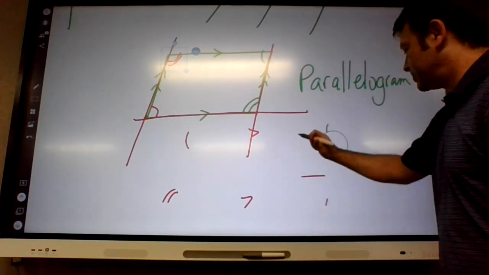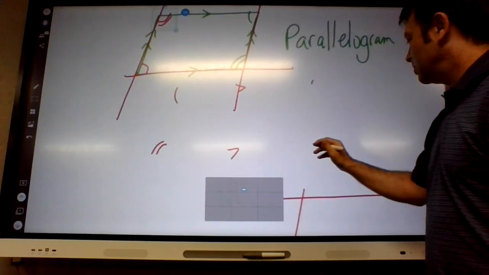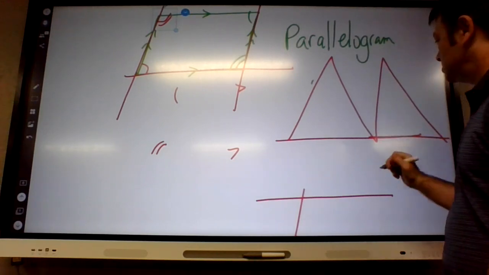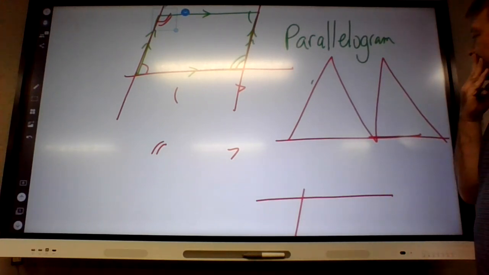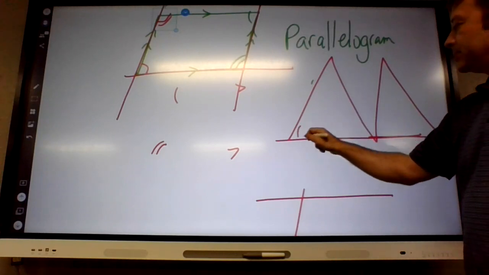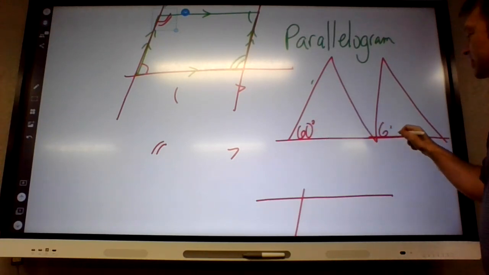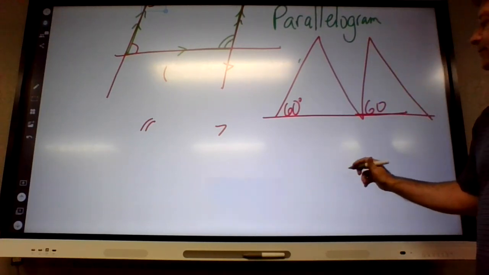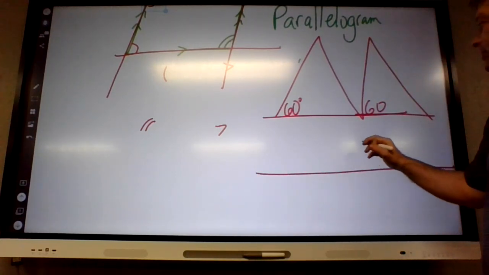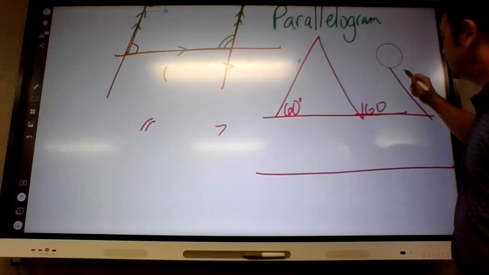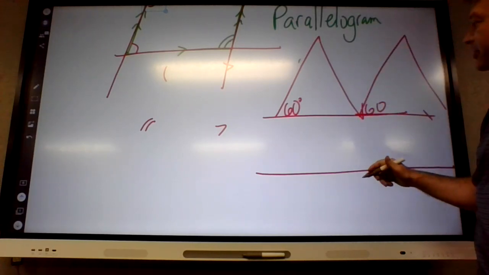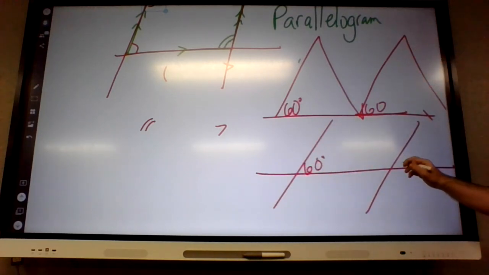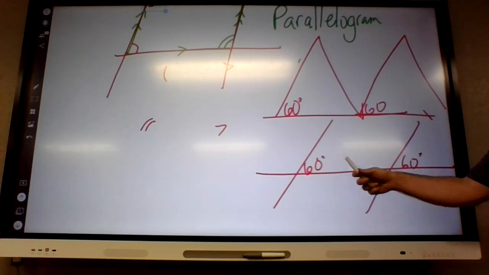Here's another weird picture. Let's say 60 and 60. In this picture there are some extra lines that might be confusing, but basically what's happening is we've got a couple of 60s right here. So what kind of angles are these?